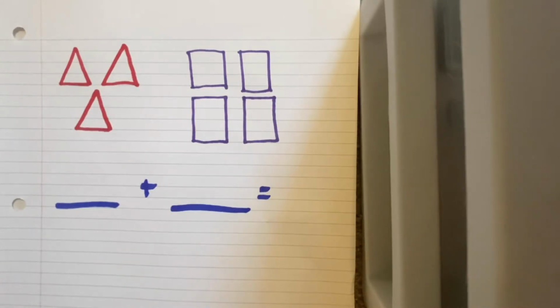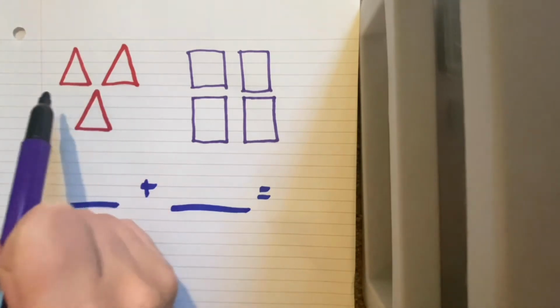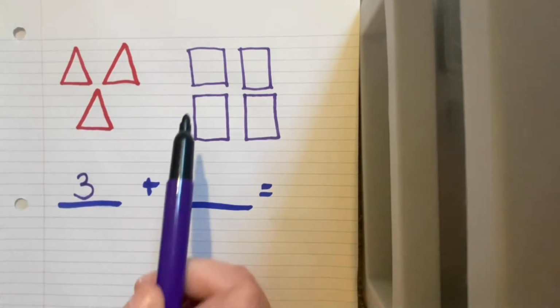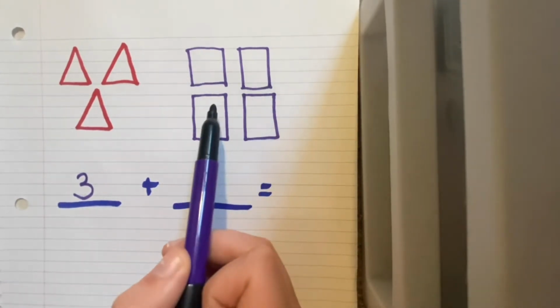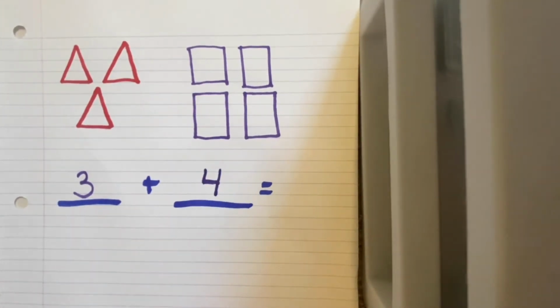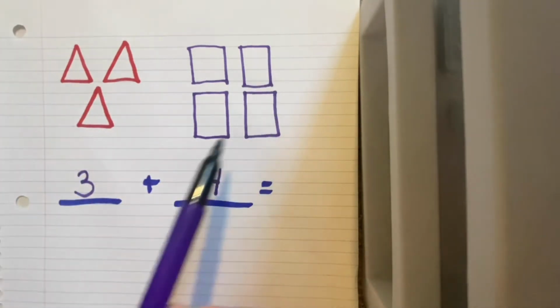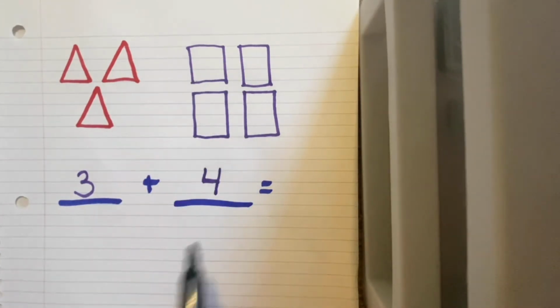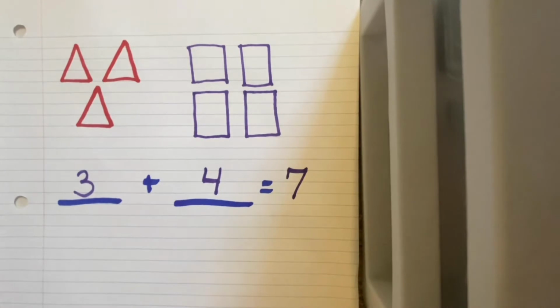Let's begin with our first problem by putting this all to the test. So let's start by counting how many of each shape we have and putting it below the shape on the line. So you can see that these are triangles. We have 1, 2, 3 triangles. Then you can see that we have some squares. We have 1, 2, 3, 4 squares. Now, you can either add them in the problem, or if you count all together, you would see that we have 1, 2, 3, 4, 5, 6, 7. 3 plus 4 equals 7.